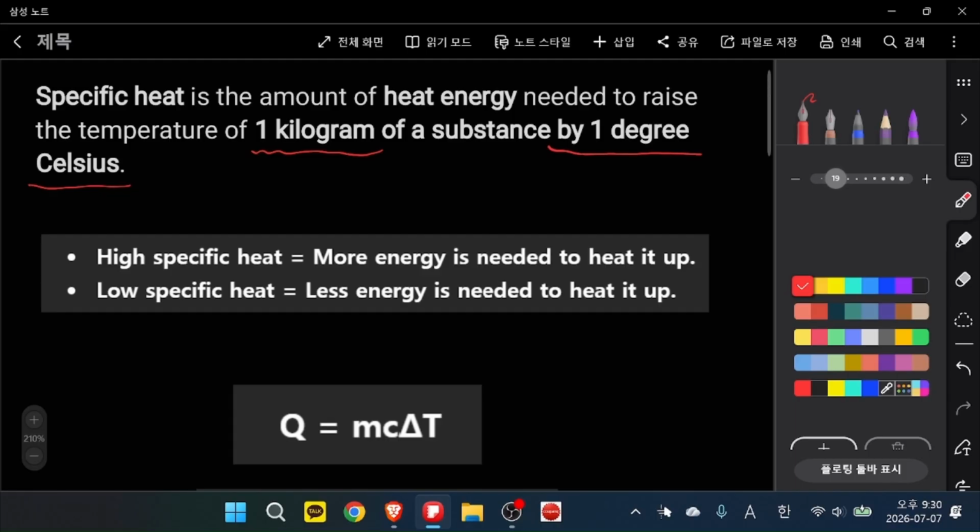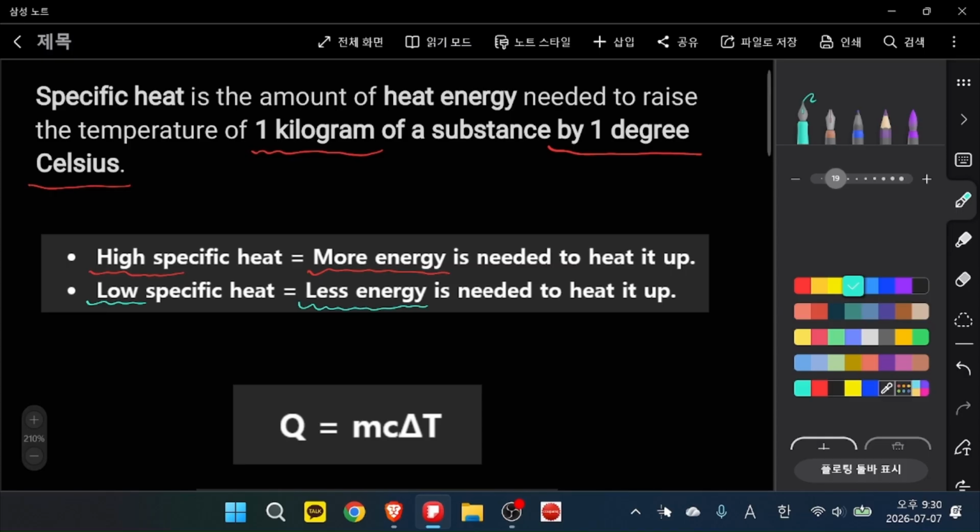Here's an easy way to remember it. High specific heat means more energy is needed to heat it up. Low specific heat means less energy is needed to heat it up. Let's look at two everyday examples.